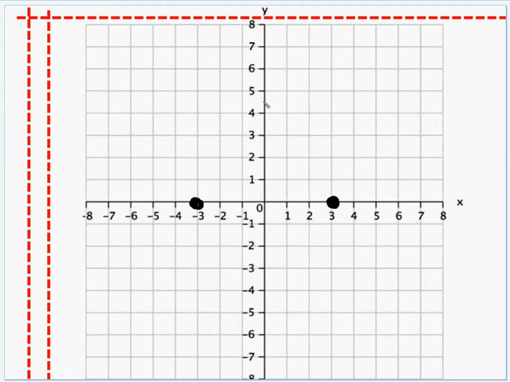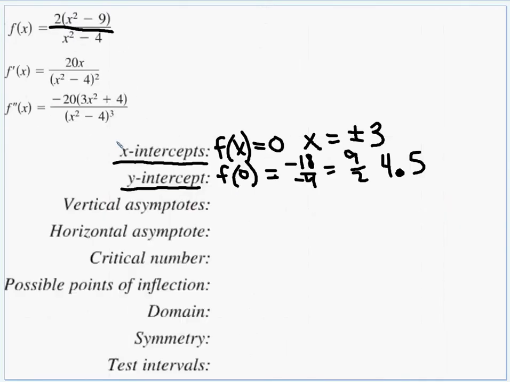And then 4.5 on the y. So there's some interesting parts of our graph. Vertical asymptotes, that is when our denominator is equal to 0. So x squared minus 4 equals 0 means x will be plus or minus 2. X equals plus or minus 2 are the verticals.